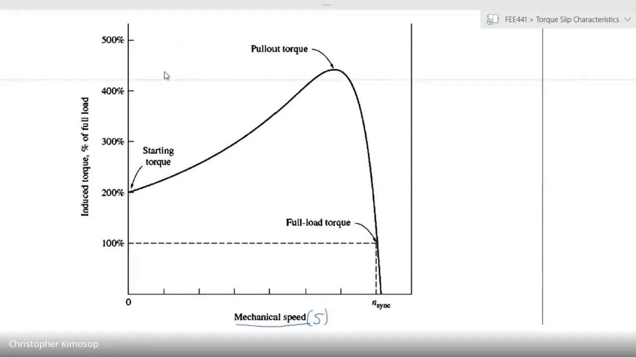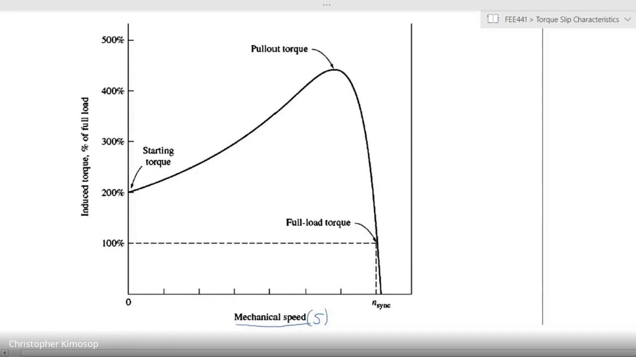Now, induced torque is usually represented in relation to, excuse me, let me take a sip of water. So I was saying induced torque is represented in terms of the percentage of full load torque, right? Whereby full load torque is the rated torque that we have when you are looking at the machine itself.